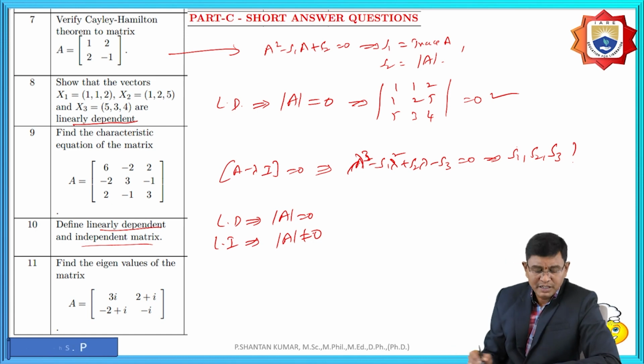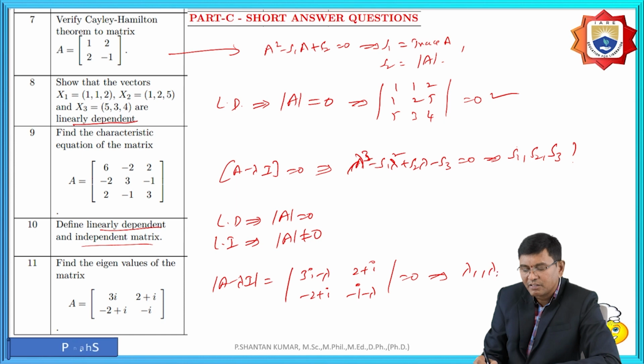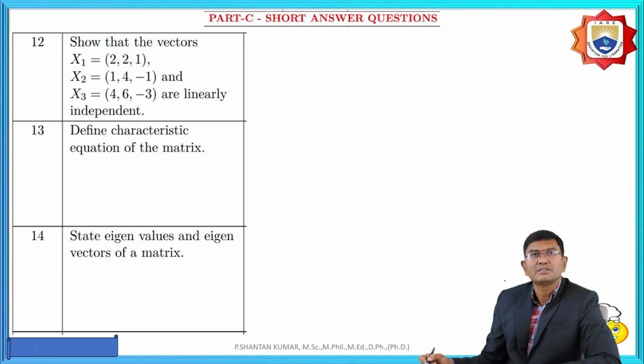Find the eigenvalues of the matrix. Here also the determinant of A minus lambda I is equal to 0, that is, 3 minus lambda, 2 plus i, minus 2 plus i, minus lambda is equal to 0. We find lambda 1 and lambda 2. These are the procedures for finding them.